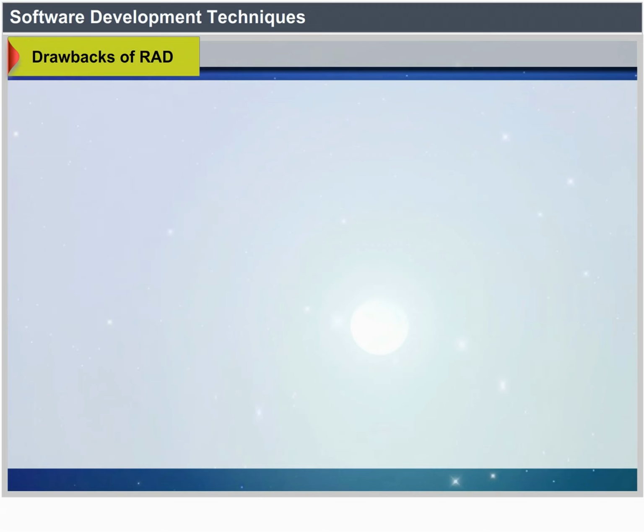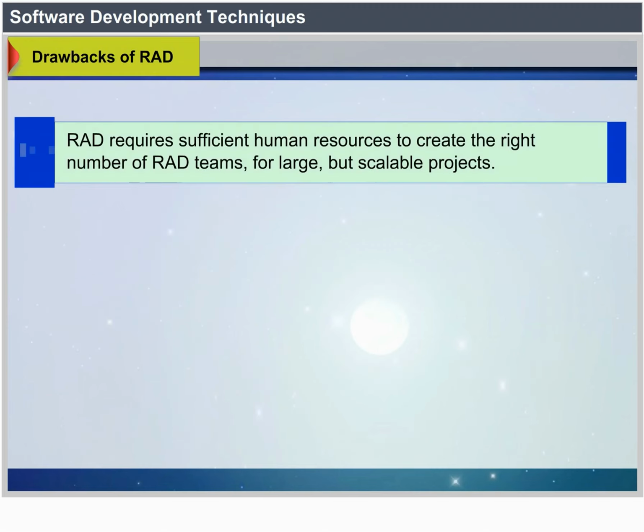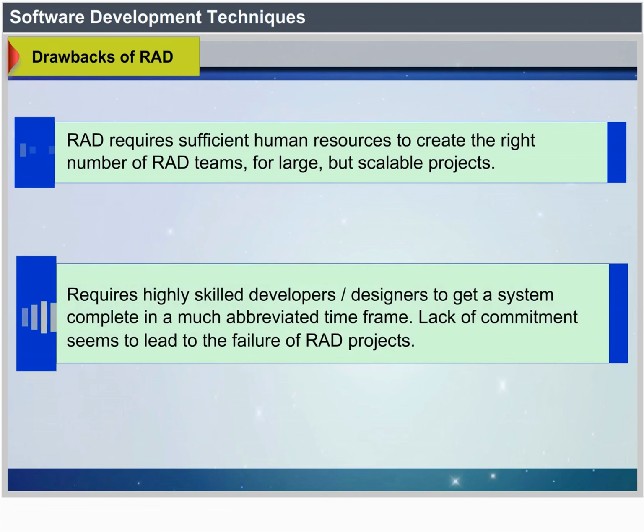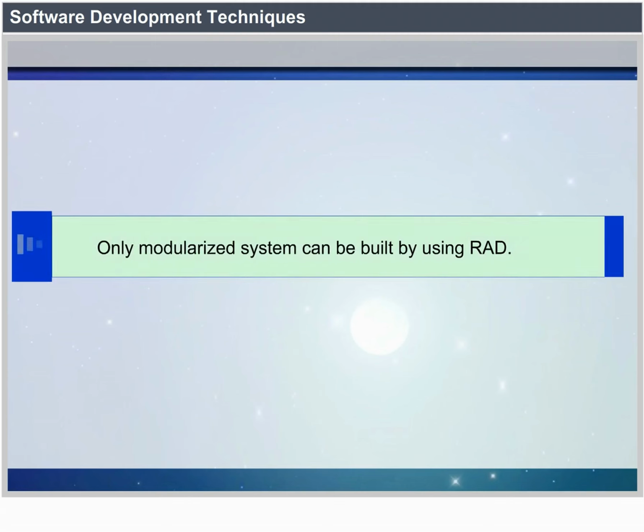Drawbacks of RAD. For large but scalable projects, RAD requires sufficient human resources to create the right number of RAD teams. Requires highly skilled developers, designers, to get a system complete in a much abbreviated time frame. If commitment is lacking, RAD projects will fail. Only systems that can be modularized can be built using RAD.